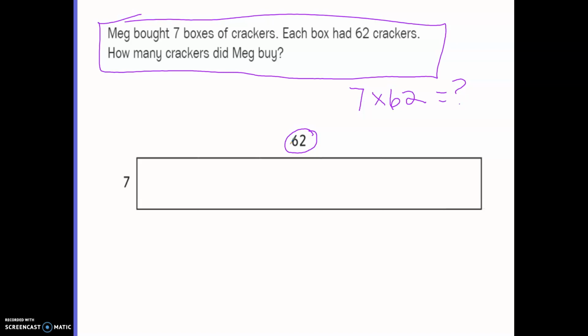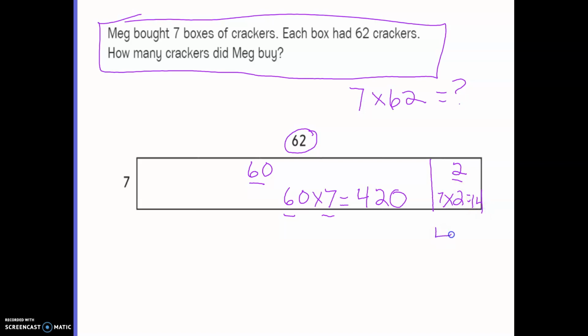So I know that 62 is 60 and 2. So I'm just going to partition my rectangle, 60 over here and 2 over there. Then what I do is I'm going to multiply both of those numbers by 7. So 60 times 7, think of my basic fact, 6 times 7 is 42, add the 0. So this part here is 420, which means it would be about 420 crackers. And this part here would be 7 times 2, which is 14.